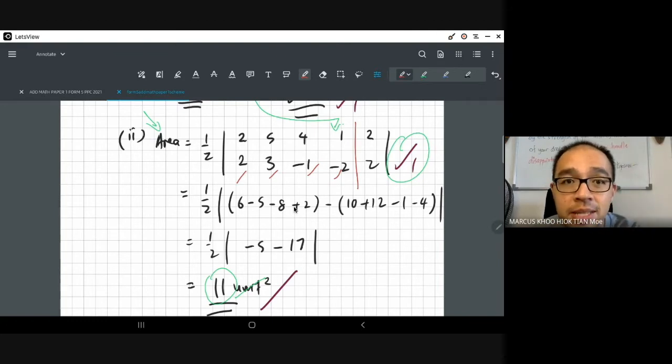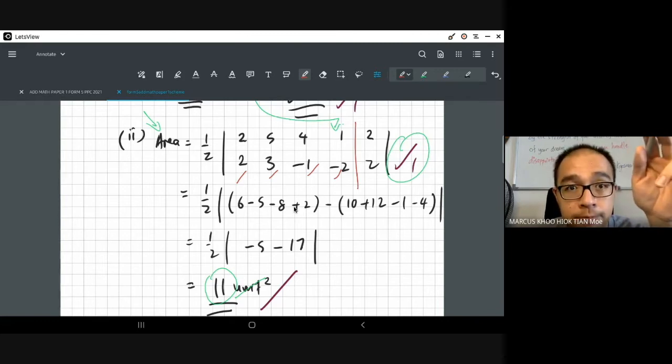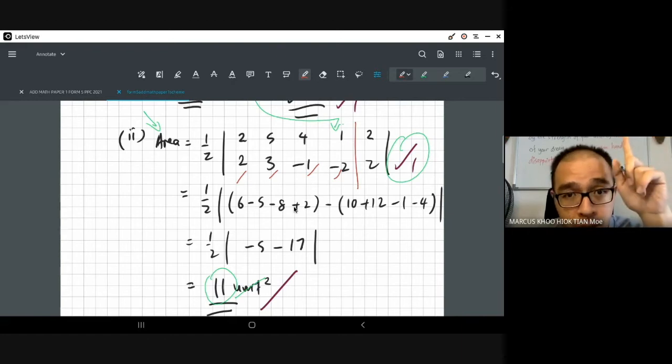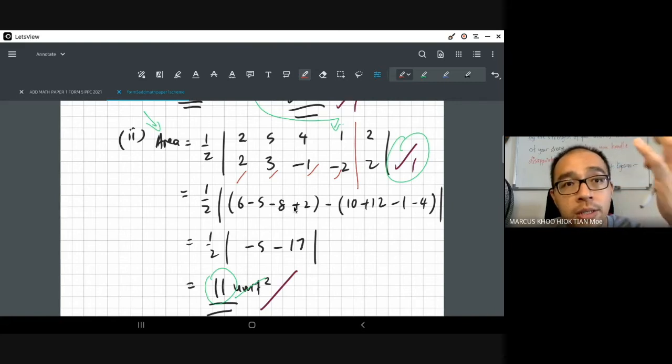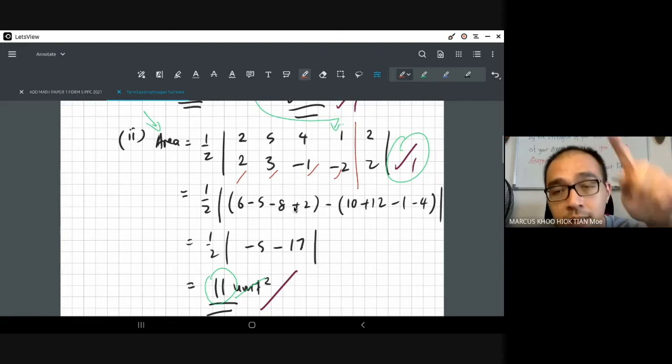So I want to remind once again, area formula, you start, the first and the last must be the same coordinate. That one very important. Whether it is 4 sides, 6 sides, 3 sides, the first and the last must be the same coordinate.